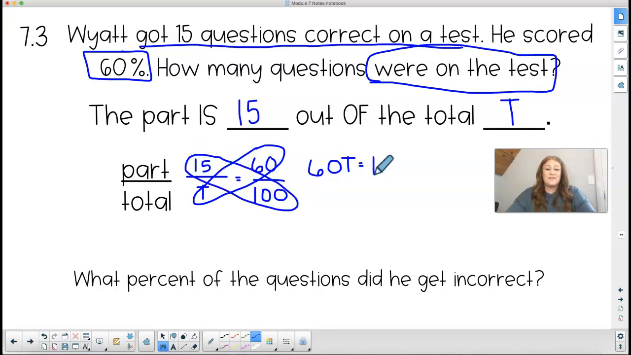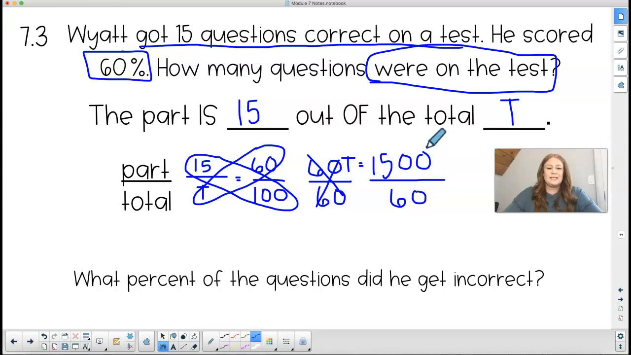15 times 1 is 15, with 2 zeros. So now I want t by itself to figure out the total questions, because I only have 1 t here, so I only want 1 over here. So the opposite of times by 60 is divide by 60. So this is a 1 t. And now I need to divide by 60 here. I can see I can get rid of one 0 from each of them. I can't get rid of this one because there's not another one down here to match. So the problem I actually need to do is 150 divided by 6.